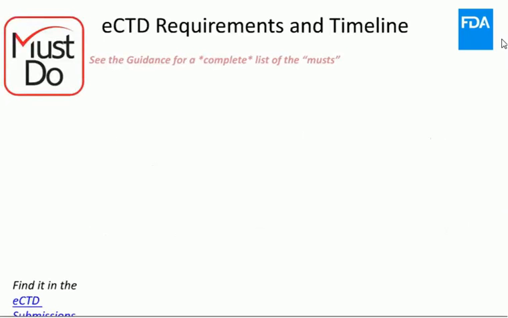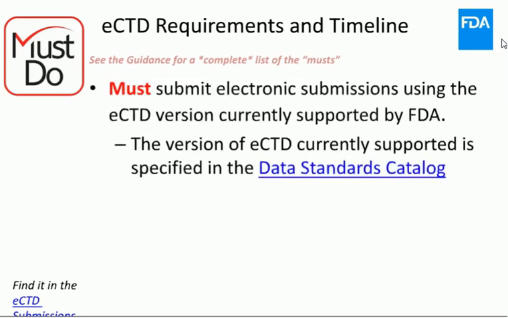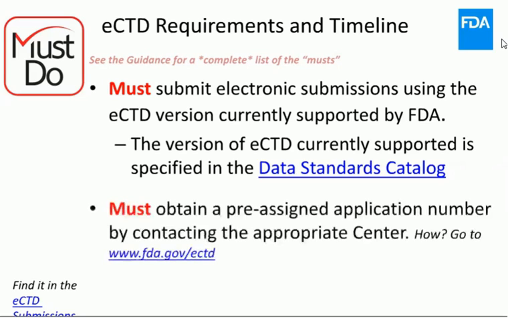Now, here what we wanted to do is take a few of the must-dos from our eCTD guidance and share them with you. Remember, this is not a complete list. Please look at the eCTD guidance for that complete list. So here, you need to make sure that you submit electronic submissions using the eCTD version currently supported by the FDA. That's version 3.2.2. In addition, you need to make sure that you obtain a pre-assigned application number by contacting the appropriate center. You can find out how to do that, again, by going to our eCTD website.